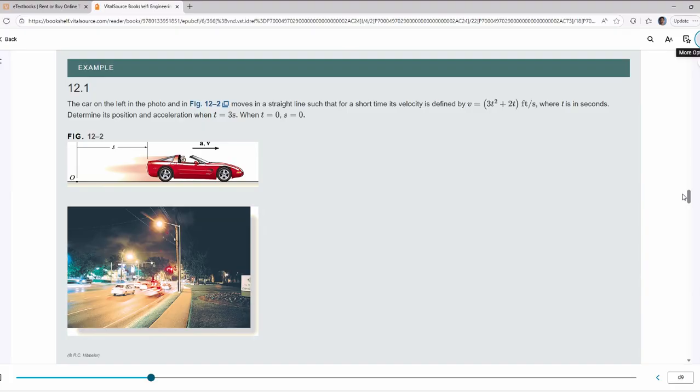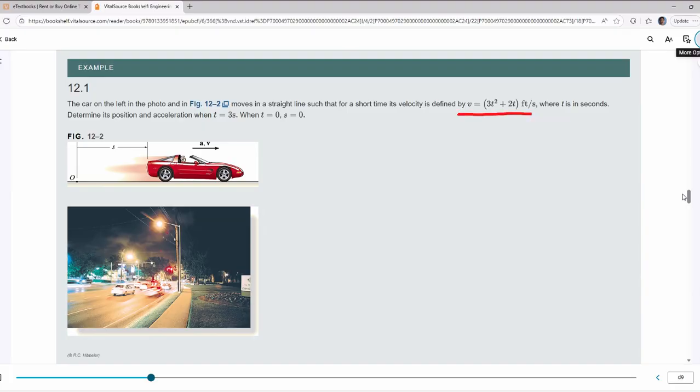So the initial condition is given: when time is 0 seconds, position is 0. So this car starts from the origin, right? When time is 0. And 3 seconds later, where is this car? So we need to solve for position, right? And this is the instantaneous velocity function.